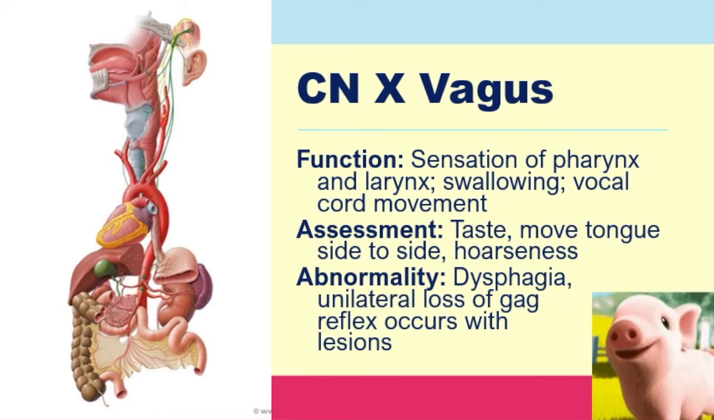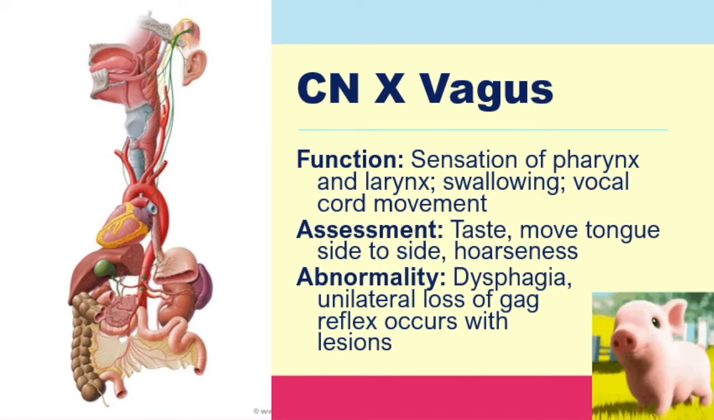the larynx. So class, abnormality of your cranial nerve number 10 would manifest as dysphagia. It could also be seen as unilateral loss of your gag reflex that would occur with lesions. So when I say lesions, class, instead of a bilateral effect, it would be unilateral, meaning only one side of the body is affected.